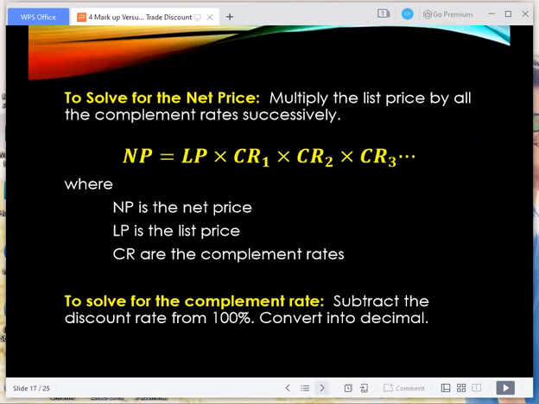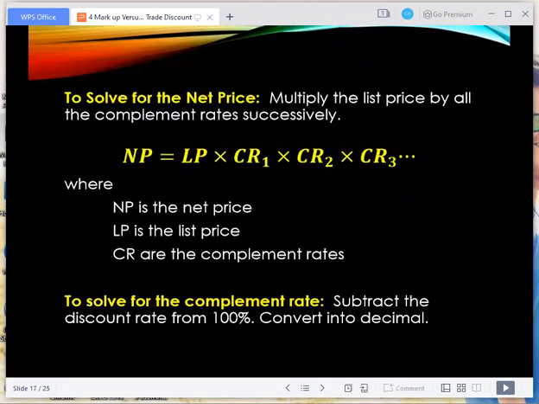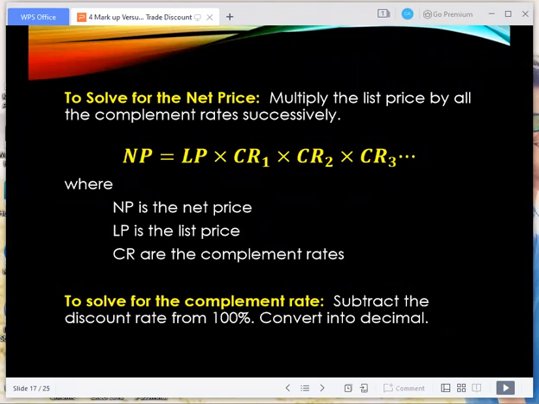Now, to solve for the net price, you need to multiply the list price or the original price by all the complement rates successively. So for example, a certain product was offered for 2 or more discount rates, then you need to calculate for the complement rates. How do you calculate the complement rate? That is 1 minus the provided discount rate.